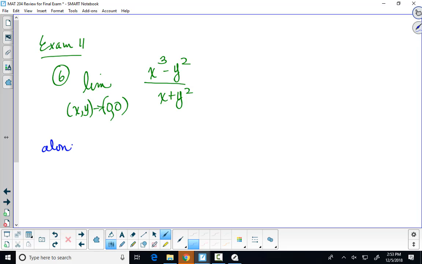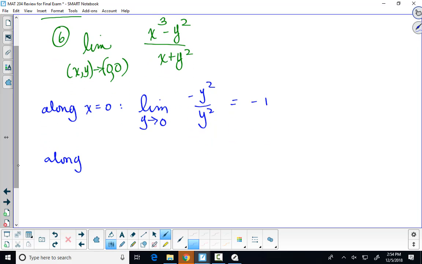So let's say along x equals 0. A limit does not exist if 2 paths have different limits. So if we go along x equals 0, then we're going to take the limit as y goes to 0 of this. And what's that limit equal to? -1. The standard places to check are along the axes first. So if we go along y equals 0, we're going to take the limit as x goes to 0 of x cubed divided by x. And what is that limit? 0. Everyone agree that it's 0?